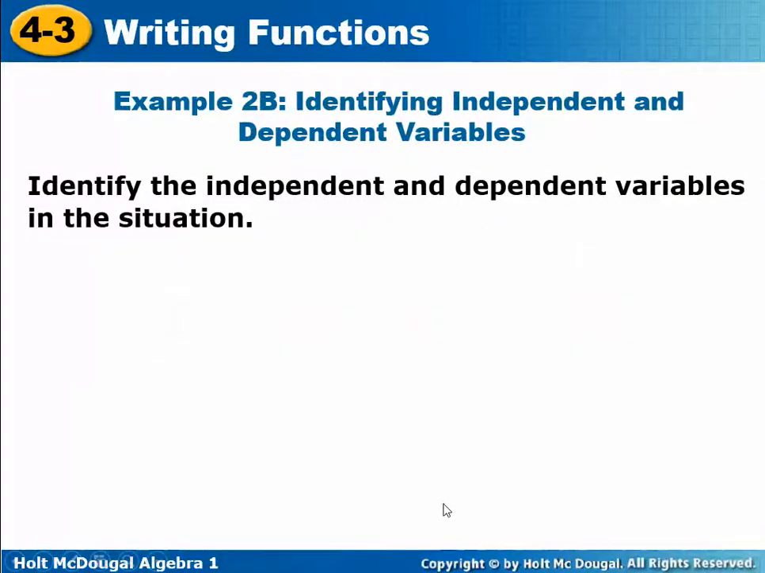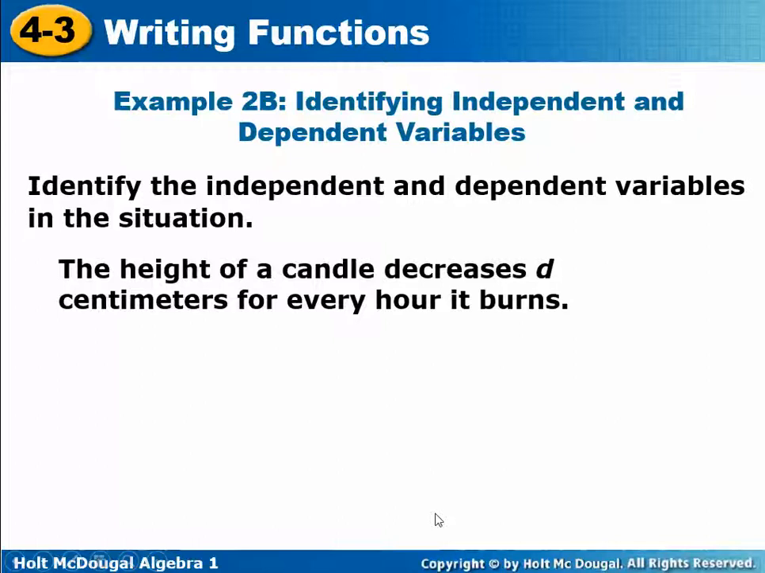Okay, let's try this one. The height of a candle decreases d centimeters for every hour it burns. So one of our variables is the height of a candle, and the other one is time, hours that it burns. Now here's a hint. Time can't be changed. Time doesn't depend on anything. So most likely you would say that the height of a candle depends on how many hours it's been burning.